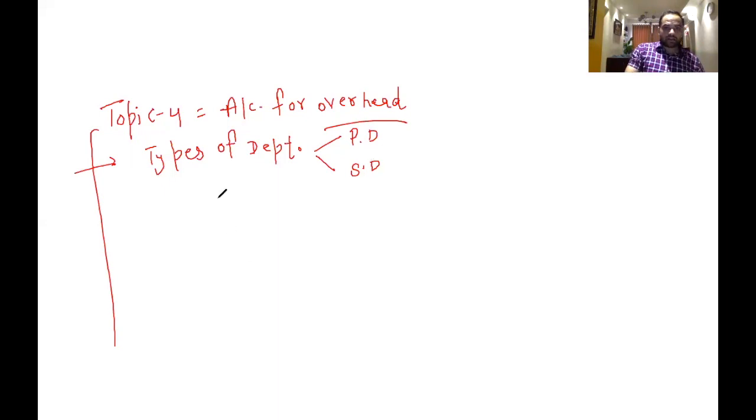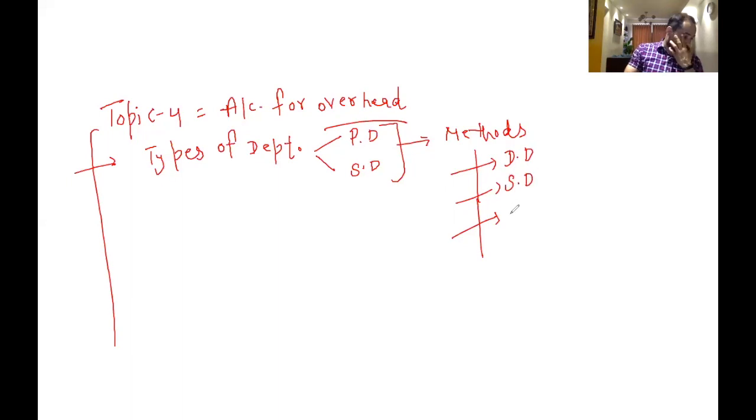Then after that, we're going to talk about the types of methods. We have 3 different methods: direct distribution, step down method, and the third one is the algebraic or reciprocal method. So direct distribution, step down, and algebraic method. What's the difference among these 3 types of methods?